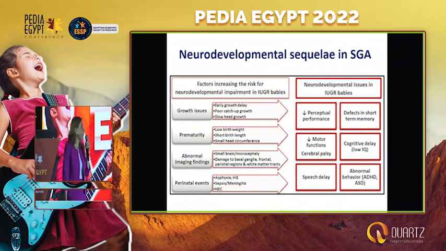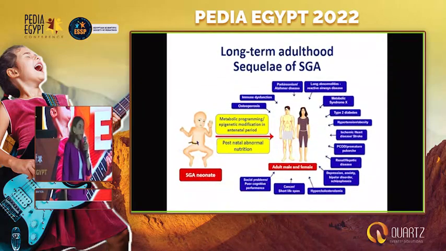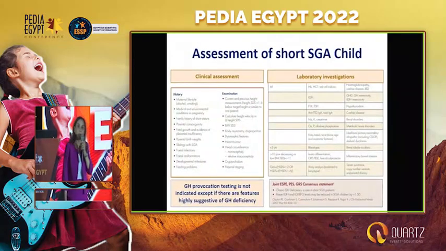Another important point is the neurodevelopmental sequelae in those born SGA, affecting motor skills, cognitive function, IQ, speech delay, and behavioral problems. So you can see here that metabolic programming and epigenetic modification with postnatal abnormal nutrition lead to a very long list of complications in infants born small for gestational age, especially those who catch up very quickly.